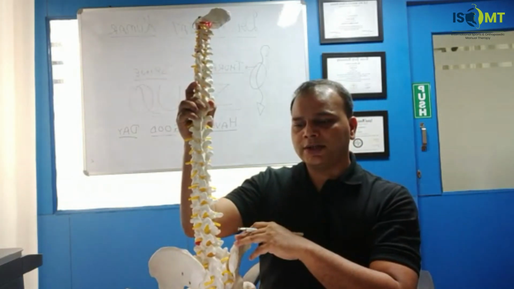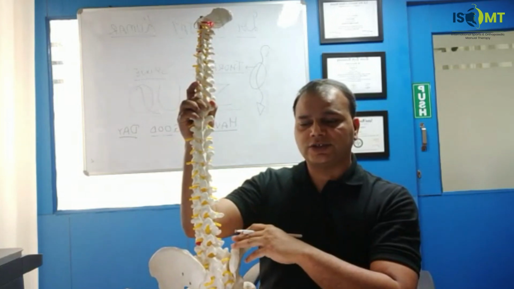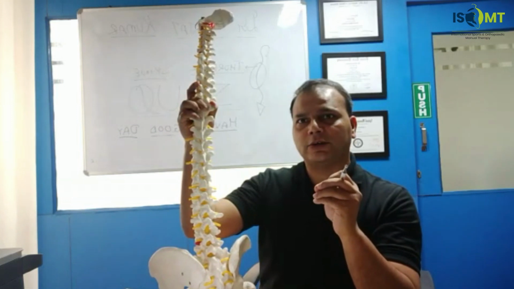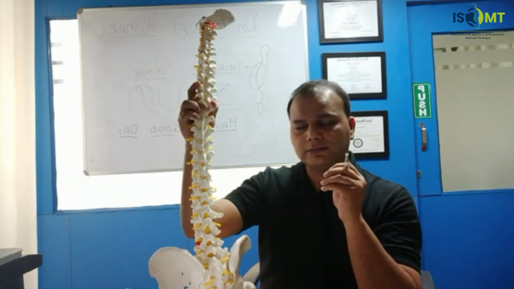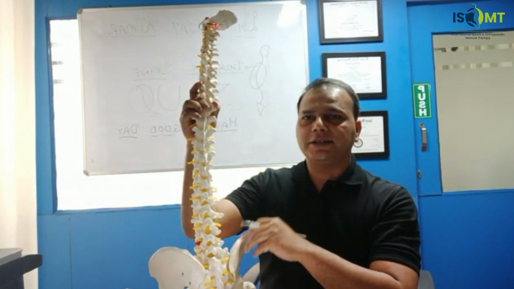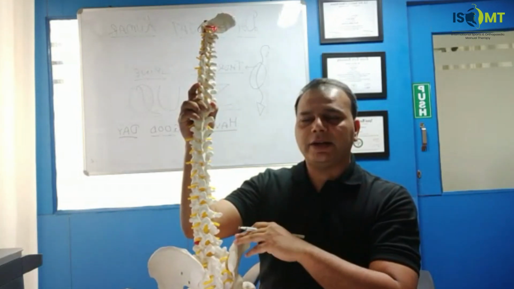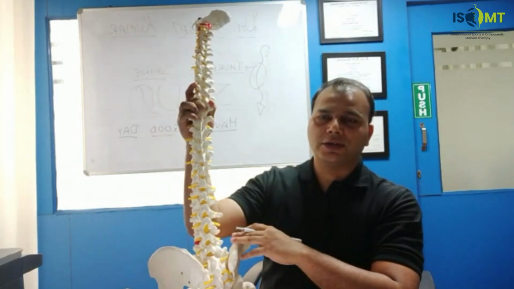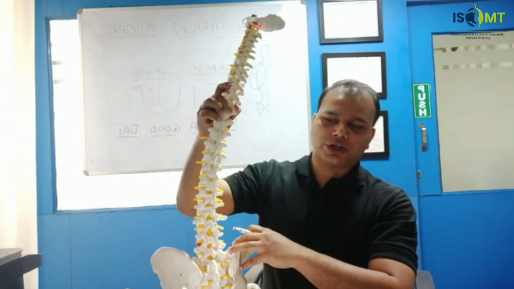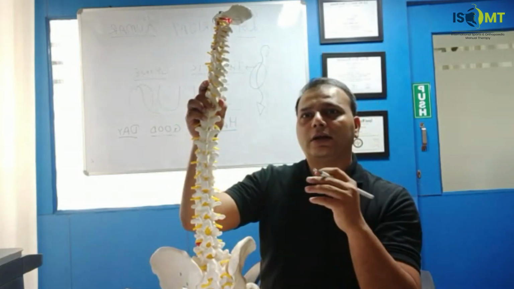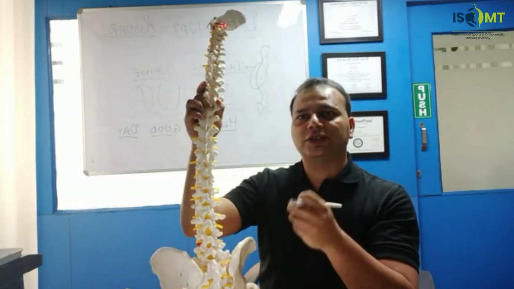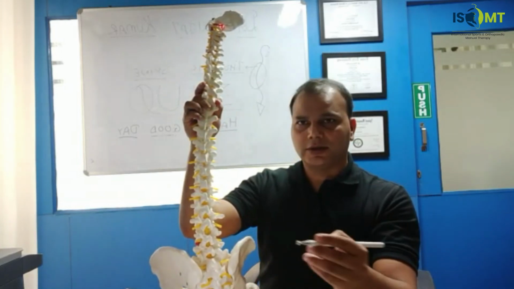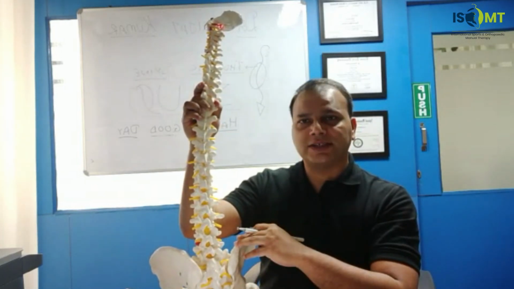Question number 10. What is the capsular pattern of the cervicothoracic junction? Quite simple. So you need to know the capsular pattern of the cervicothoracic junction. It's a very simple answer, guys. It's your option 1, side bending and rotation to the same side, followed by flexion or extension. So side bending and rotation to the same side, followed by flexion and extension, is the capsular pattern of your cervicothoracic junction. So that was all for the questions of the thoracic spine.